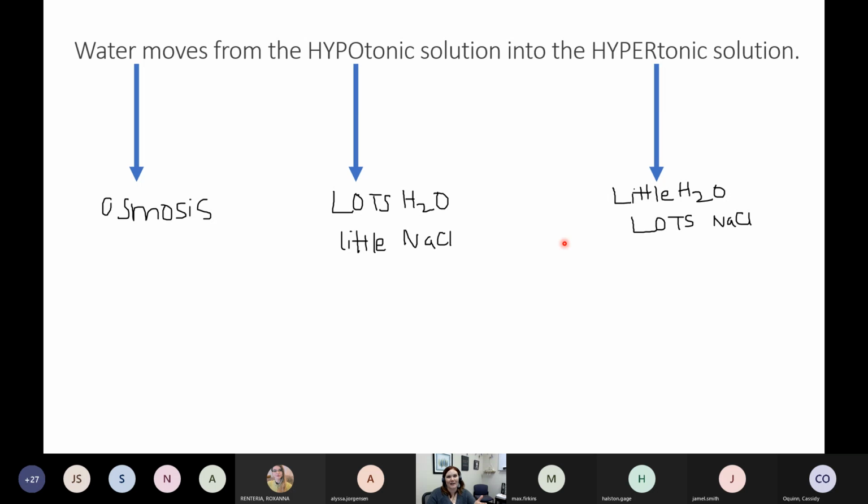But in your body, there's not really a left and a right, right? So in your body, we're going from high concentration to low concentration. Okay, thank you.